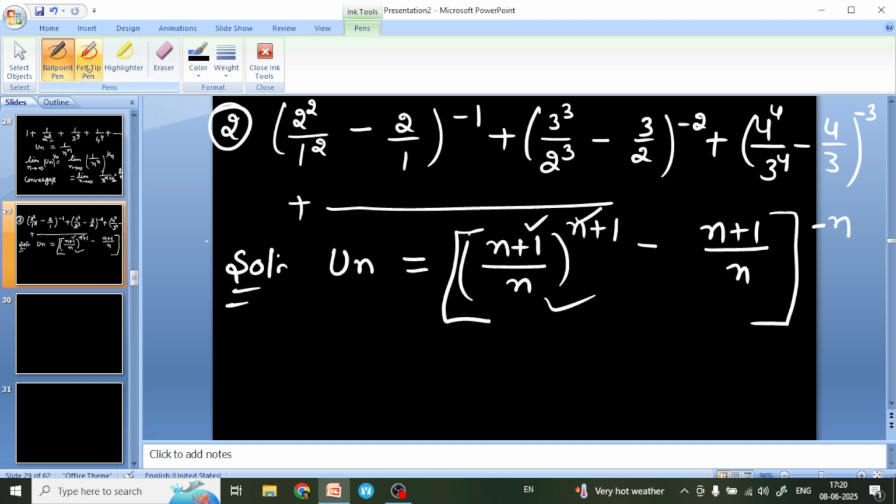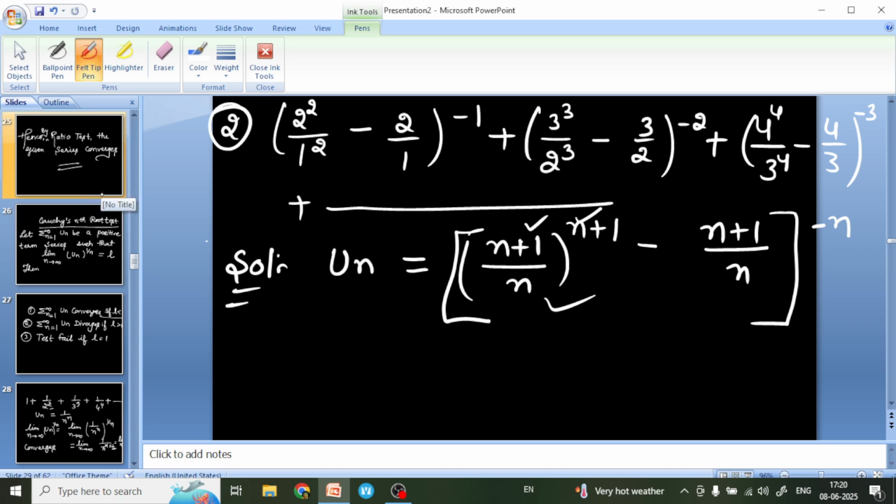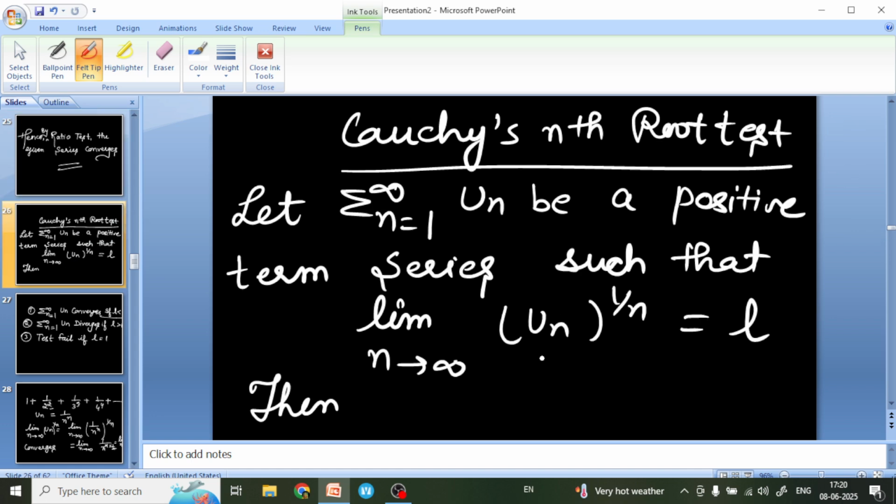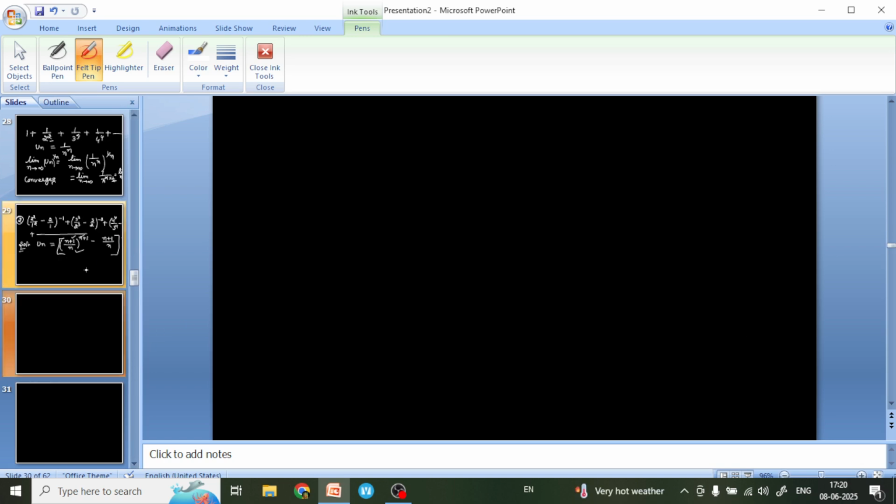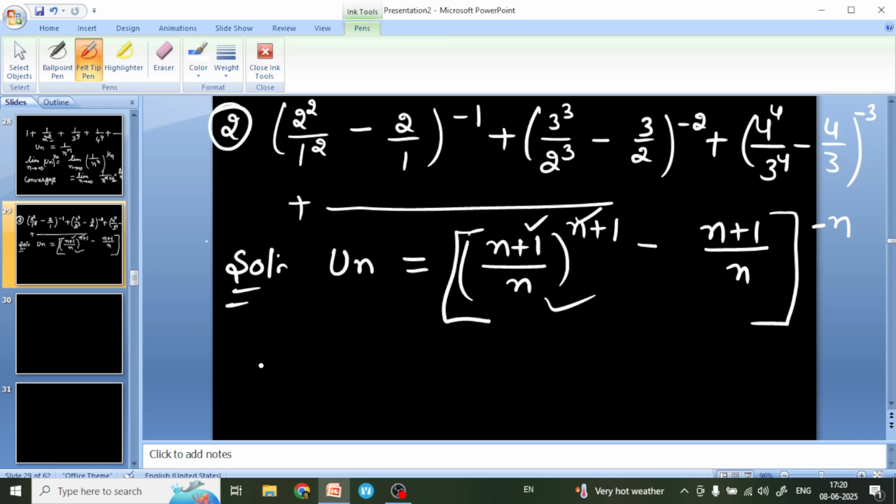Now next, according to this method, I am going to take the limit as n tends to infinity of un raised to power 1 by n in the form of un to the 1 by n.